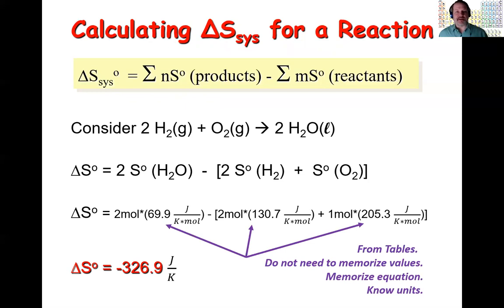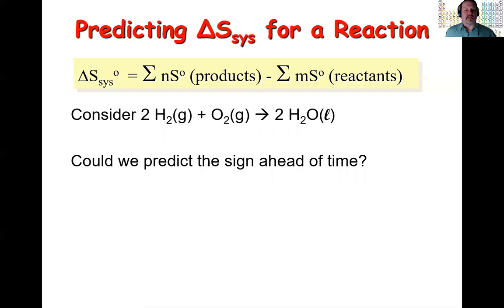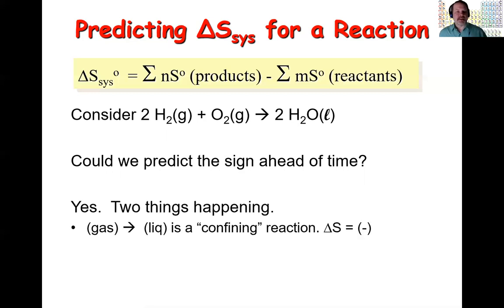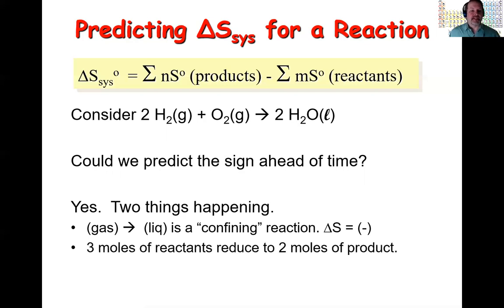Some may be asking, do I have to memorize all these numbers? No, just be able to look them up. Could we have predicted the sign ahead of time? Remember, this is the reverse of what I was looking at earlier. So entropy is actually resisting this because it wants to spread out to go from 2 moles to 3, not 3 to 2. But we also have 3 moles of gas becoming a liquid. So gases are becoming a liquid. This is not favored by entropy. So we got those 2 things, 3 moles of reactants reducing to 2 moles of products, and the confining. So this is not good.